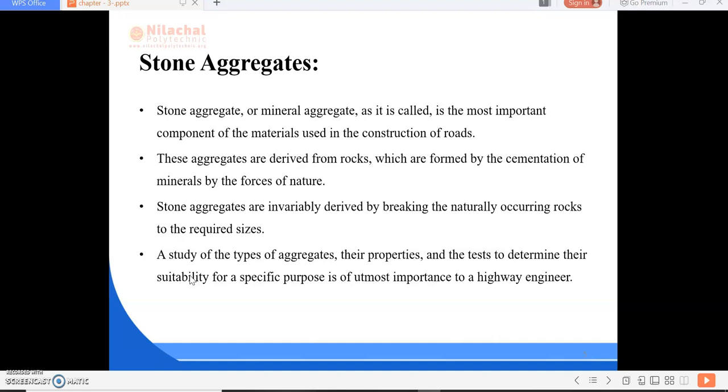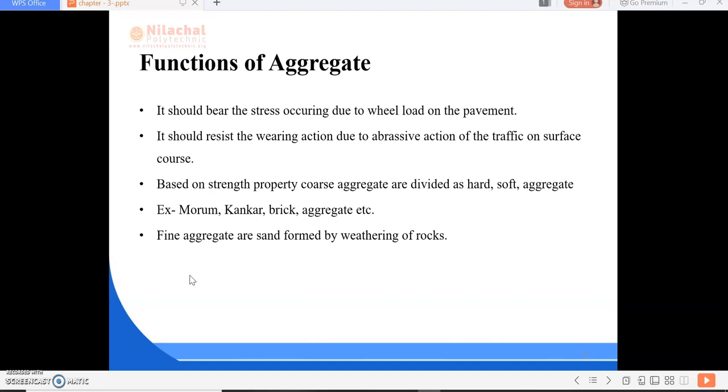A study of the types of aggregates, their properties, and the tests to determine their suitability for a specific purpose is of utmost importance to a highway engineer. Next is functions of aggregate. So there are various functions of aggregate. First, it should bear the stresses occurring due to wheel load on the pavement.